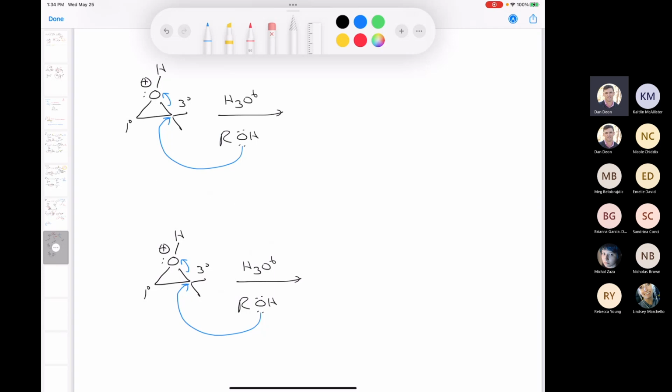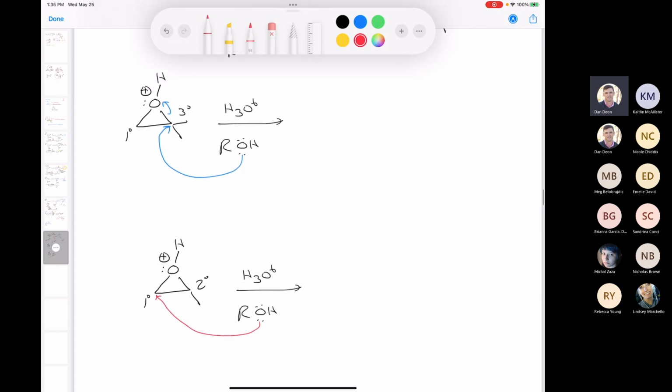Anyhow, if we have a primary and a secondary, let me erase another one of those bonds. So you have a primary and a secondary. In that case, it's going to attack the least hindered carbon. Now our alcohol is going to attack the least hindered carbon. Whenever you have a tertiary, it's always going to go for it. But if you have no tertiary, it's going to go for the least hindered carbon. So the tertiary is kind of an exception in a way. Does that make some sense?